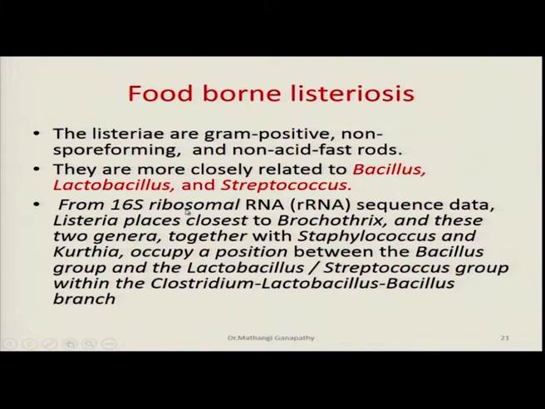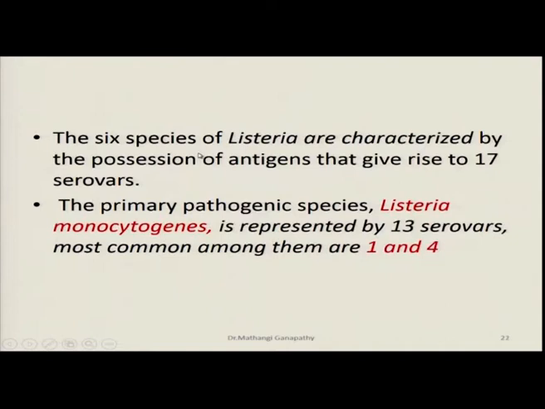So, when the 16S ribosomal RNA sequence data was analyzed, Listeria was placed closest to an organism which is called Brochothrix, and along with Brochothrix and Listeria, together with Staphylococcus and Kurthia, they happen to occur in a position between the Bacillus group and the Lactobacillus group, and this occurs within the Clostridium, Lactobacillus, Bacillus branch. So, it is closely related to these organisms.